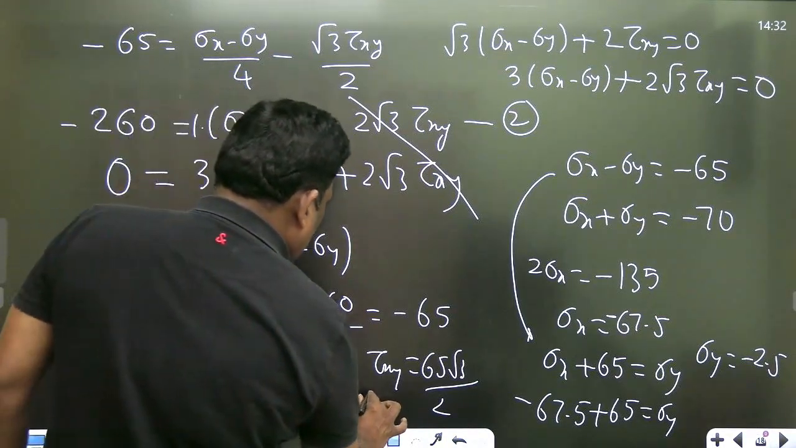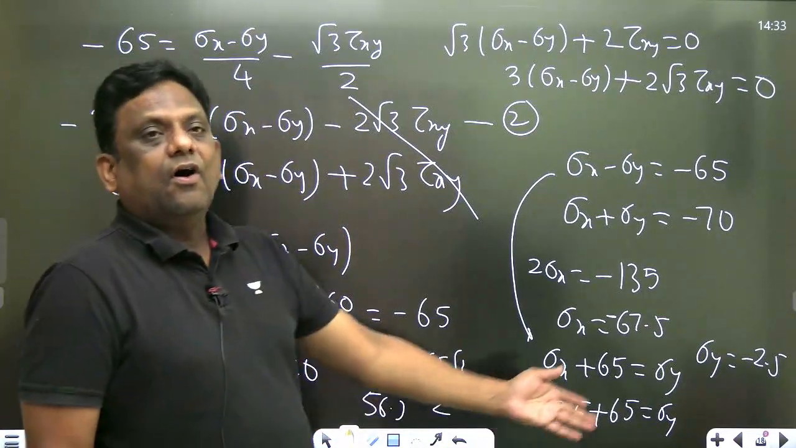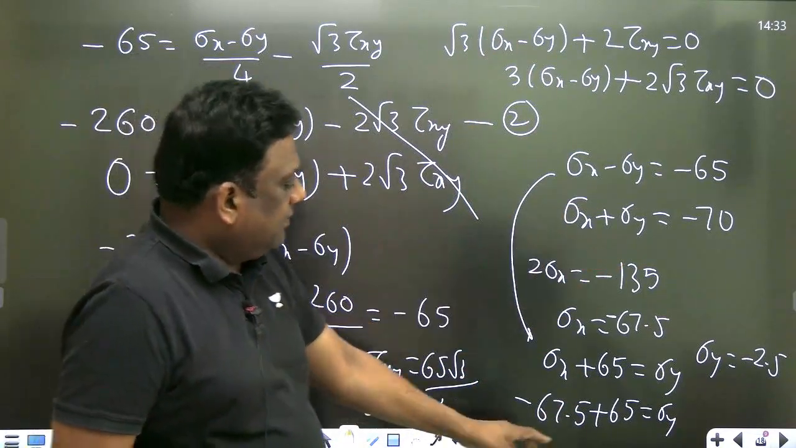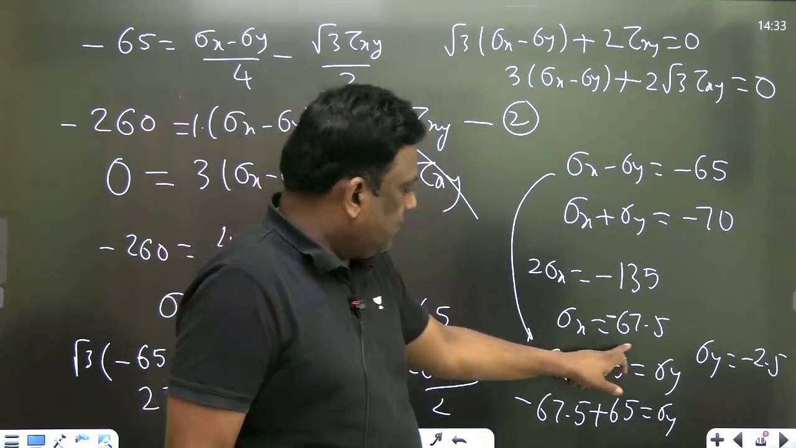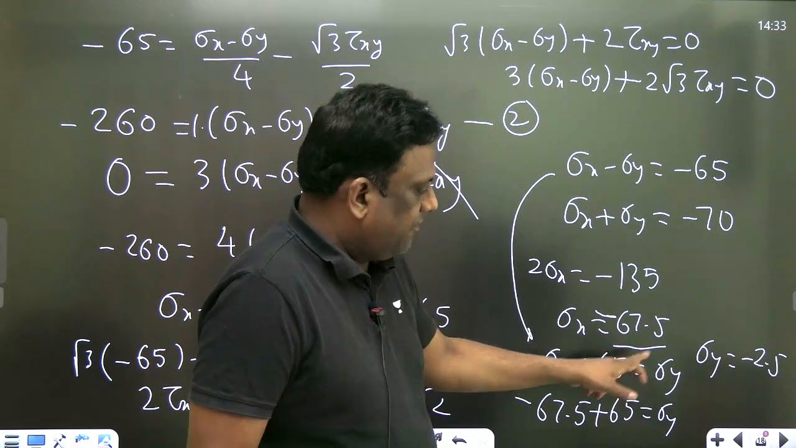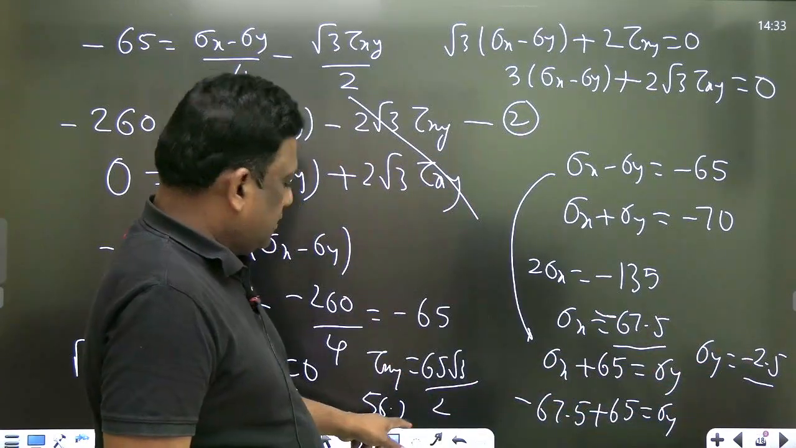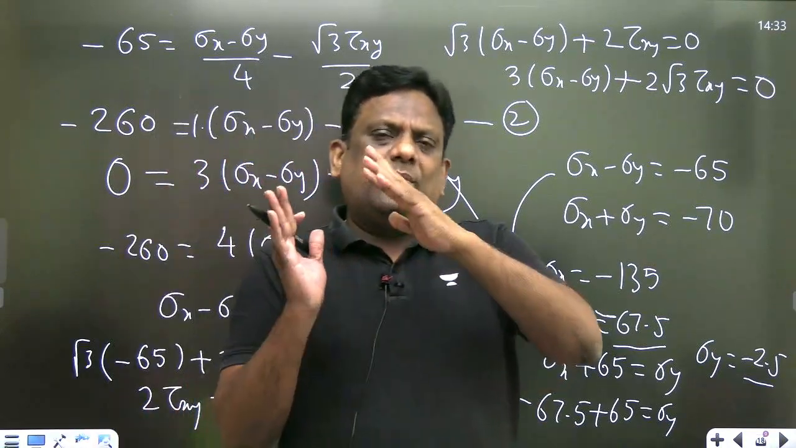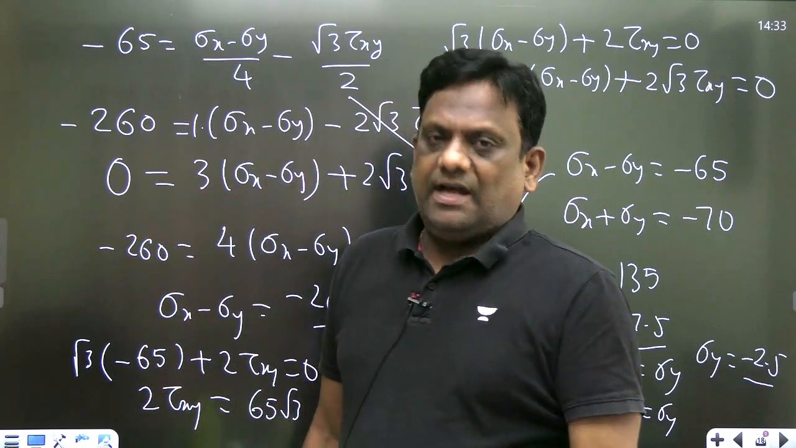56.3 positive. Are they not same? I got the same value. देखो, वहां पे भी sigma x was minus 67.5, यहाँ पे भी minus 67.5. Sigma y minus 2.5, same. Tau xy is 56.3, same. So whether you go from left to right or right to left, the only thing that you need to take care of is your convention.